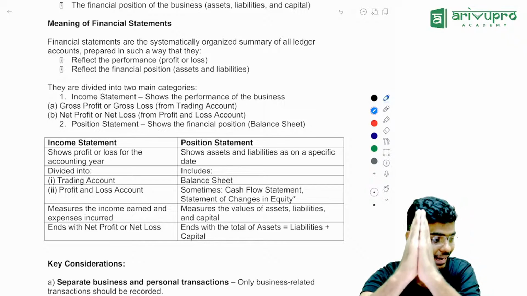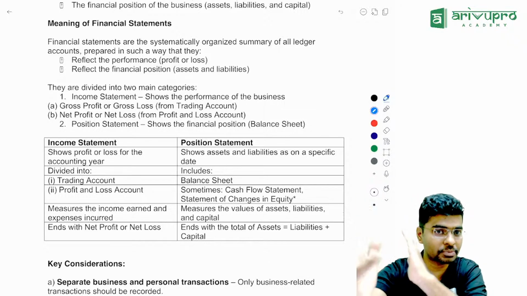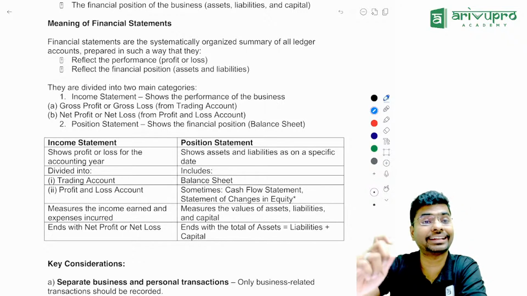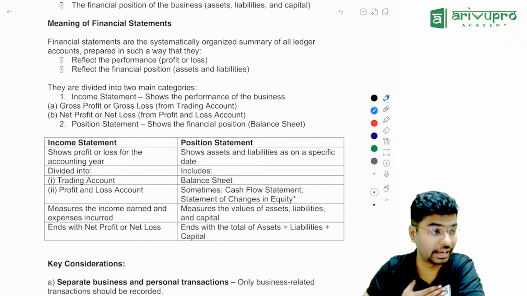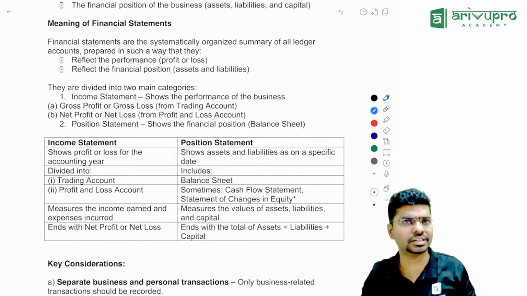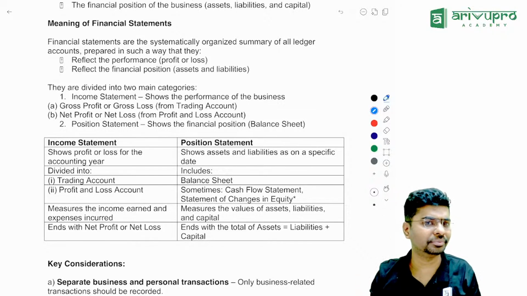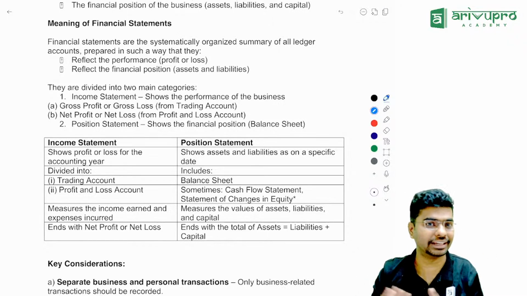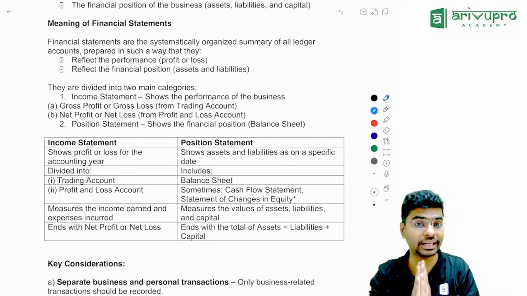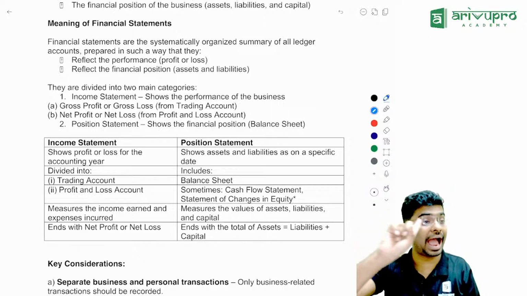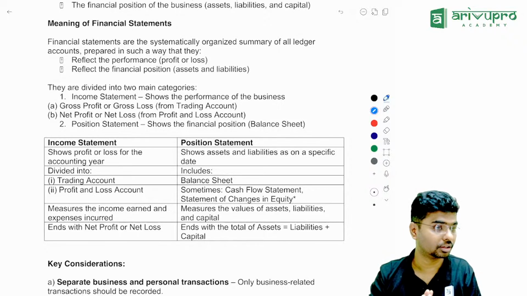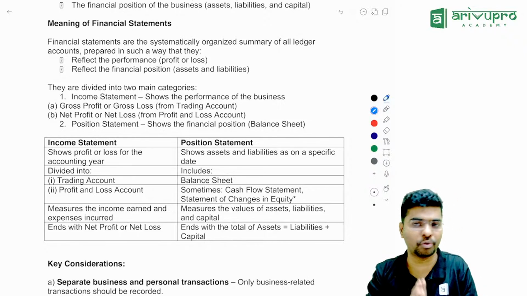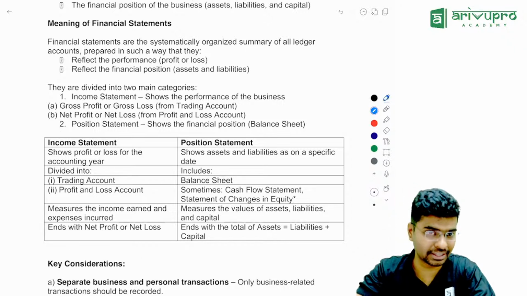See here, a trading account talks about my income and the direct expenses incurred to earn that income. Listen to it. What is my regular source of income? Let's say I'm a doctor. My main income is by treating patients. I also make money through stocks, but that is not my main income. My trading account will only talk about my main source of income and all the direct expenses incurred to earn that income.